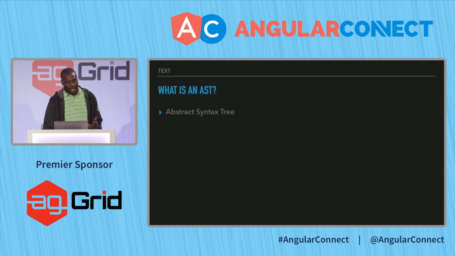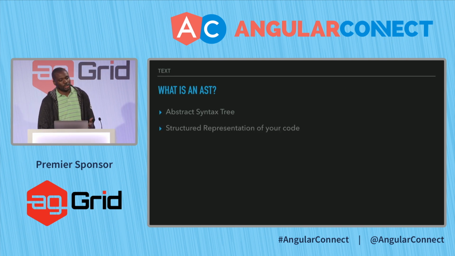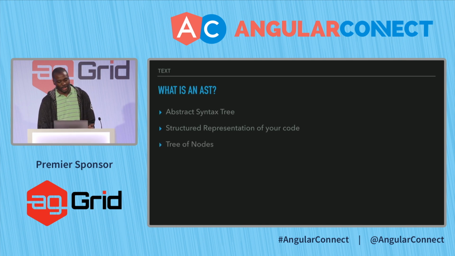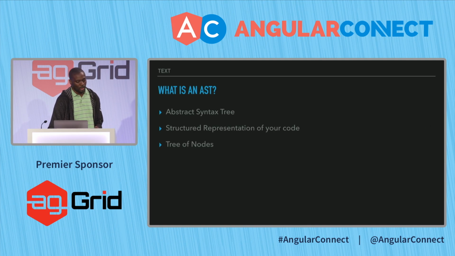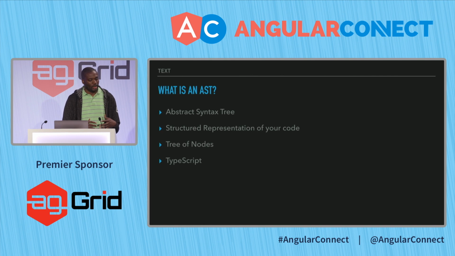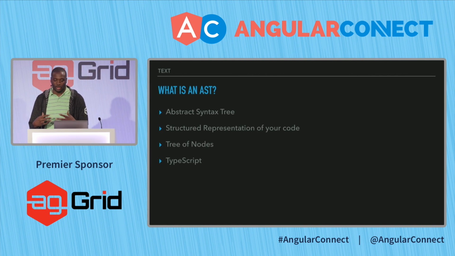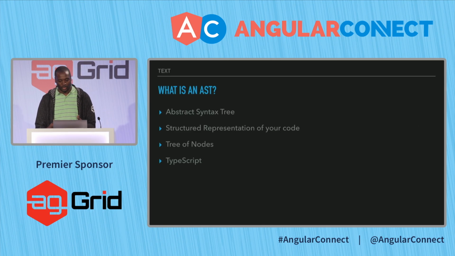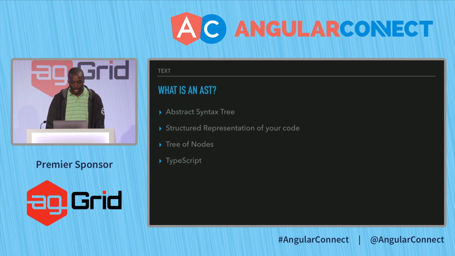AST is an abstract syntax tree. What that is is a structured representation of your code. It gives you a way to process your code, where each line represents a token or something that you can iterate over. It's represented as a tree of nodes. So TypeScript gives you the ability to generate an AST pretty easily from your TypeScript code, so that you can look at it and see the nodes.